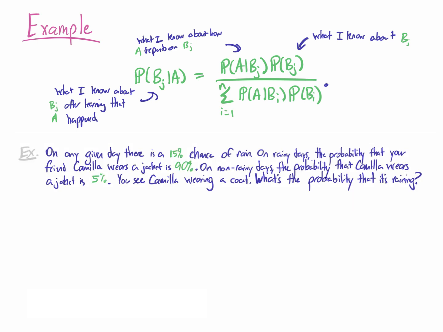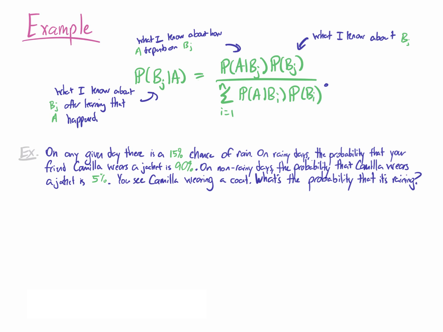Let's suppose that on any given day, there is a 15% chance of rain. Now, on rainy days, the probability that your friend Camilla is wearing a jacket is 90%. She's very likely to be wearing a jacket on a rainy day. Sometimes, though, she just wears a jacket because she likes to. So on non-rainy days, the probability that Camilla wears a jacket is 5%.